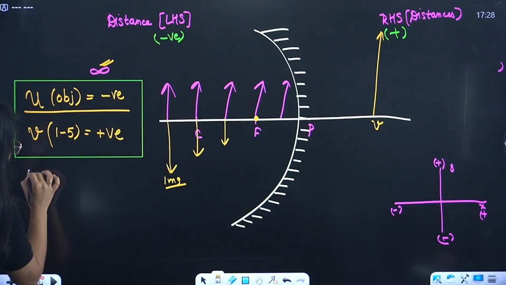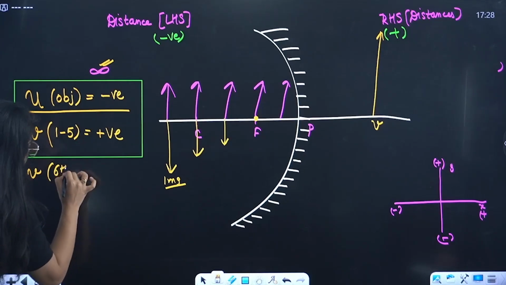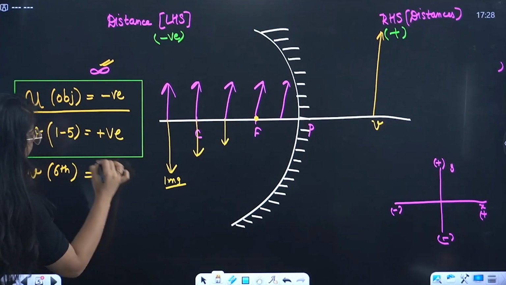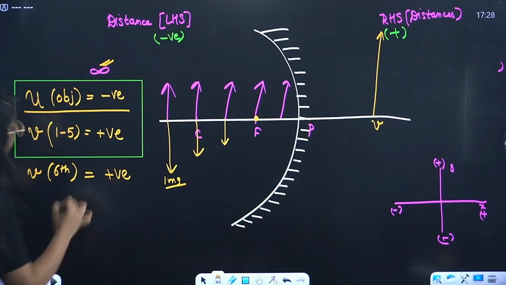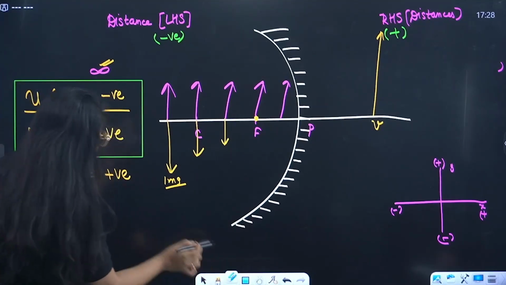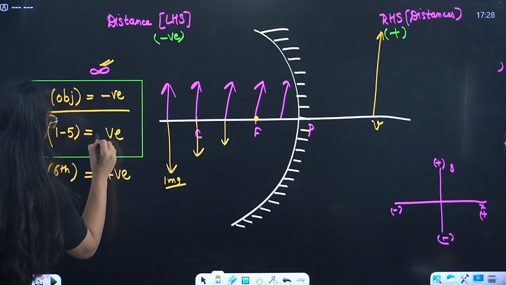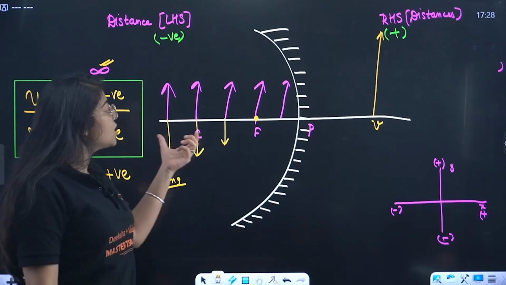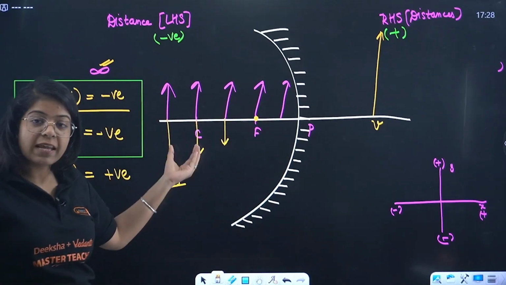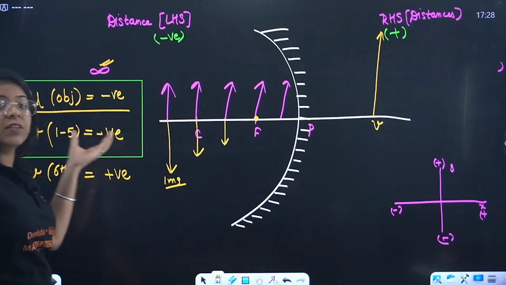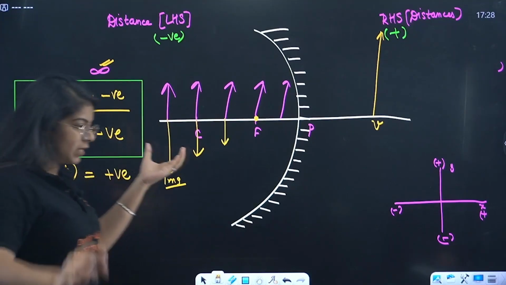So beta, in the sixth case, your image will have positive sign. Oh, I wrote positive here. Sorry for that. It will actually be negative. You understand, right? It will be negative. Negative for the first 5 cases, image is formed on the left hand side. So the sign of the image distance will be negative. Understood?